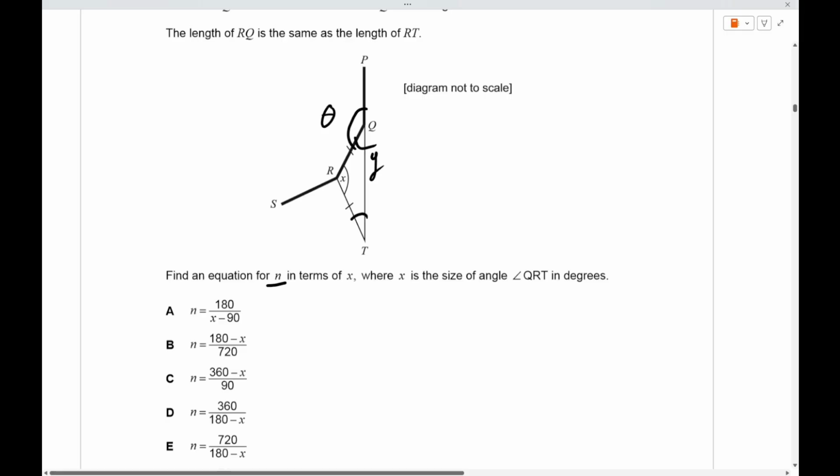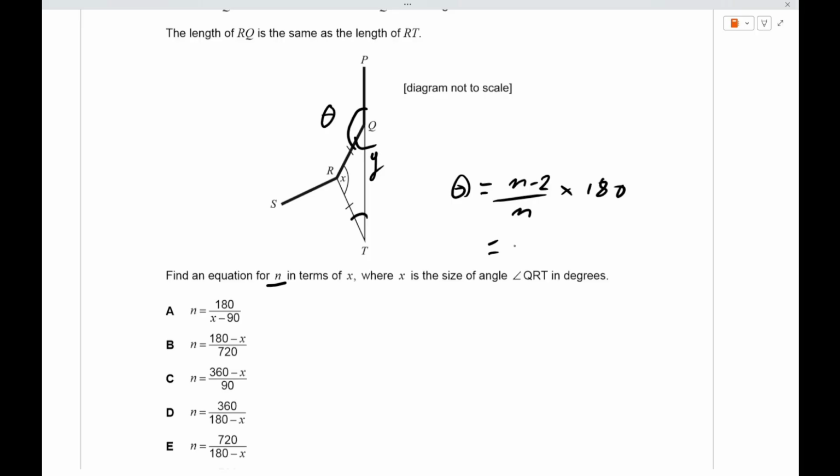Okay, so theta is going to be equal to (n minus 2) over n times 180. And this you can also write as 180 minus 360 over n. And I think it's better if you use this form. This form is simpler. I'll explain to you why.